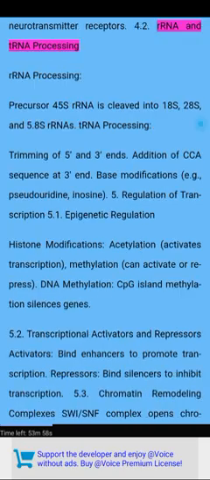4.2. rRNA and tRNA processing. rRNA processing: precursor 45S rRNA is cleaved into 18S, 28S, and 5.8S rRNAs. tRNA processing: trimming of 5' and 3' ends. Addition of CCA sequence at the 3' end. Base modifications, e.g., pseudouridine, inosine.